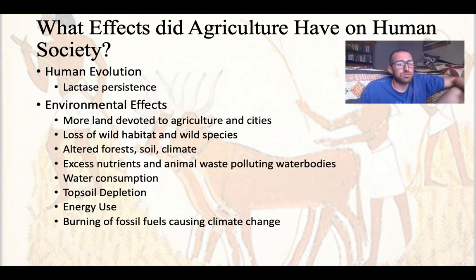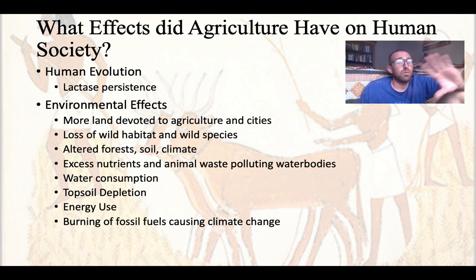How else did agriculture affect human society? Well, it has shaped our evolution. A really good example is lactase persistence. If you are of Western European heritage, you can most likely drink milk, eat dairy, and be relatively fine, have no gastrointestinal problems. That is because you come from ancestors that domesticated cattle.